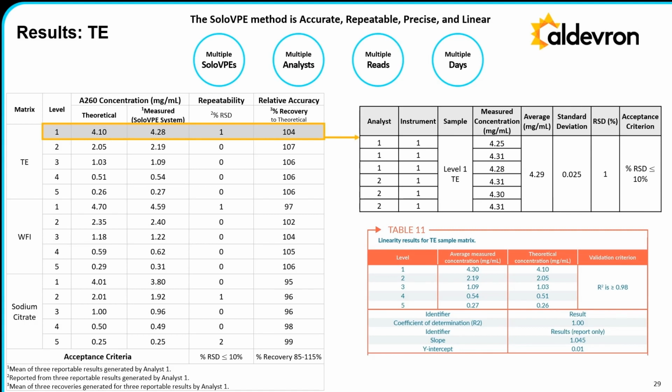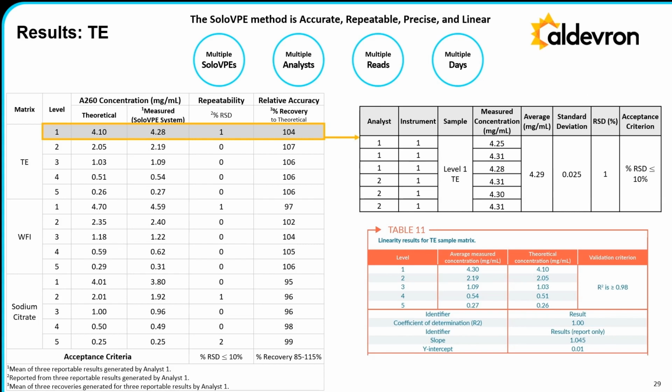The next 3 data slides will look very similar, so I'll orient you a little bit to what you're seeing here. The table on the left shows the matrices that we looked at: TE, UV-Vis, sodium citrate. The levels 1 through 5, theoretical concentration, and measured concentration are reported there as we move from left to right. For the sake of consistency and conciseness, I am showing just the mean of 3 reportable results for the measured result. Again, that 3x3 design, 3 analytical runs, just demonstrating the mean here to make it a bit more user-friendly to see.